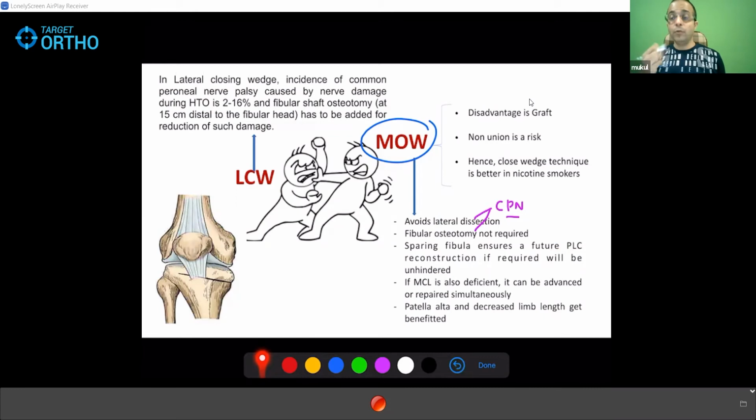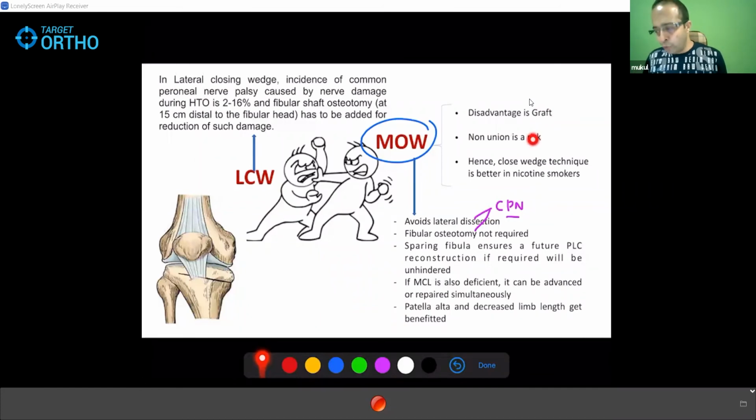And then sometimes, these are ligament injury knees and MCL is also deficient. So you're given that incision medially in medial opening wedge. So you can simultaneously advance or repair the MCL also. And then, cases of patella alta will benefit if that is present when you do a medial opening wedge. Okay. तो बहुत सारे cases में ना medial opening wedge फायदा ही देती है. The disadvantage is a graft, but not really a disadvantage because everyone agrees to that small chip from iliac crest.